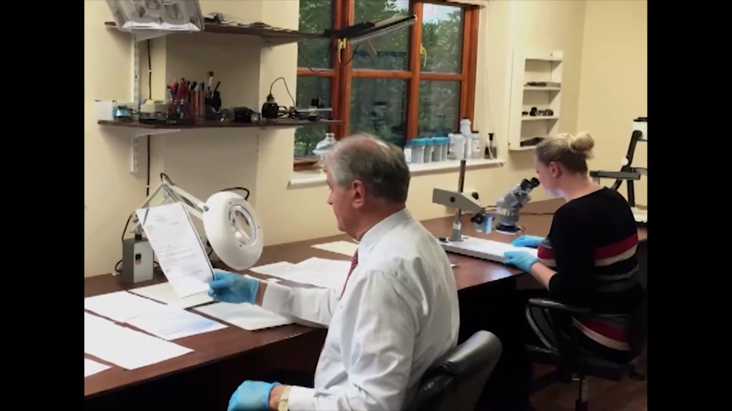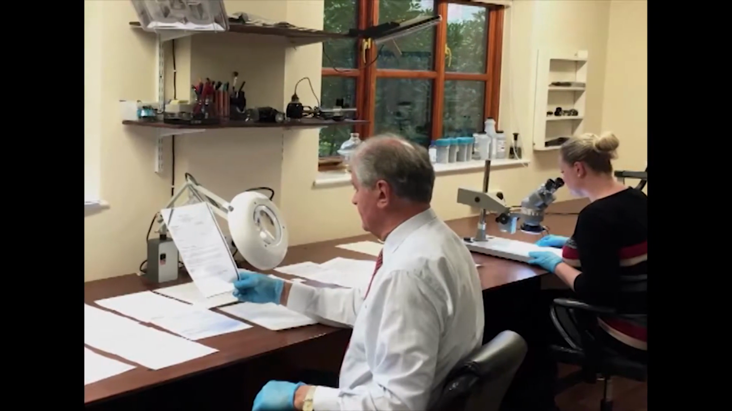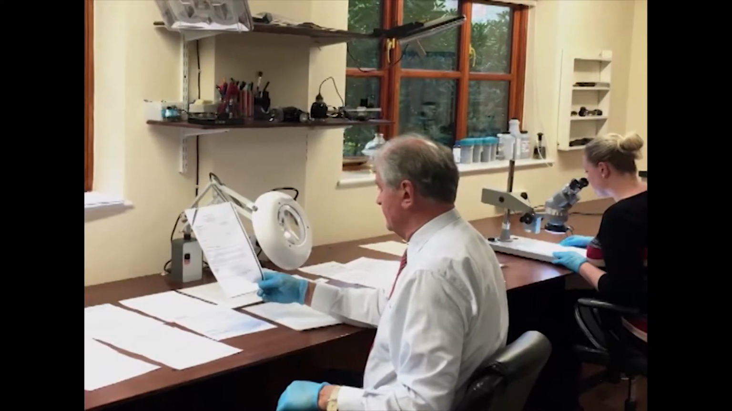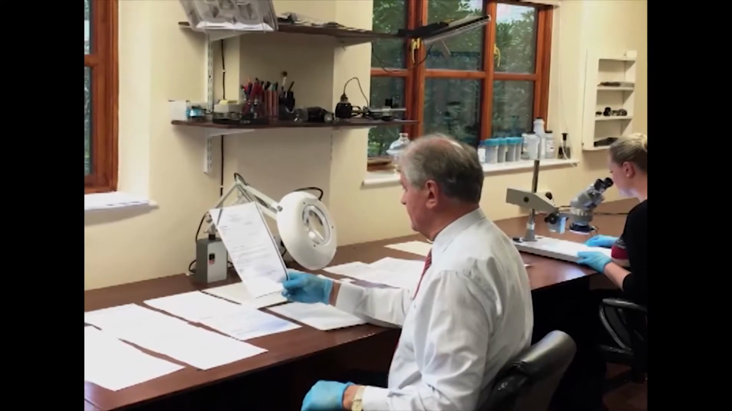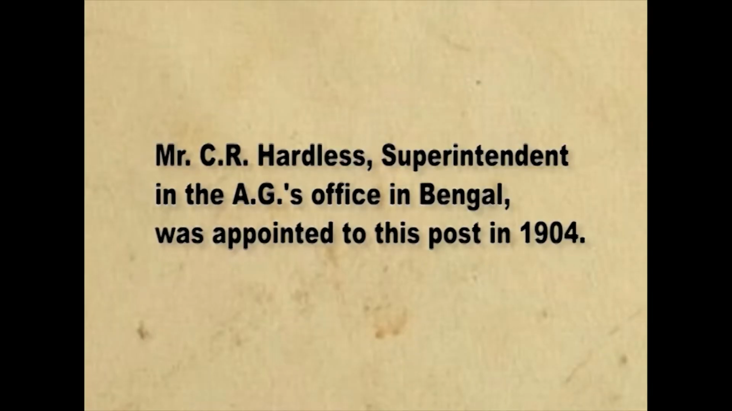It was the British government who set up the laboratory for the examination of question documents to identify handwritings on secret documents connected to freedom fighters of the Indian national movement, and therefore created the post of Government Handwriting Expert of Bengal, Mr. C.R. Hardless, Superintendent in the AG's office in Bengal. The person was first appointed in the year 1904. This is what we talk about in the Indian situation.